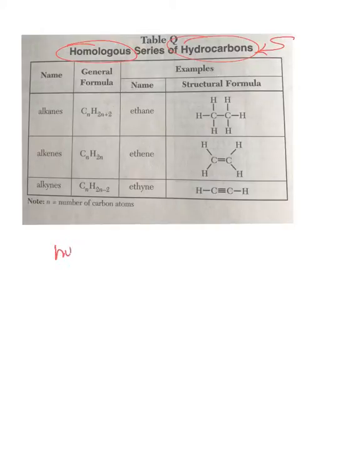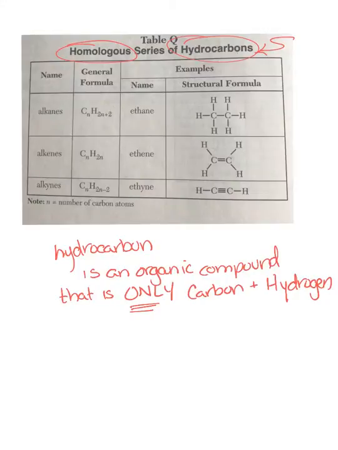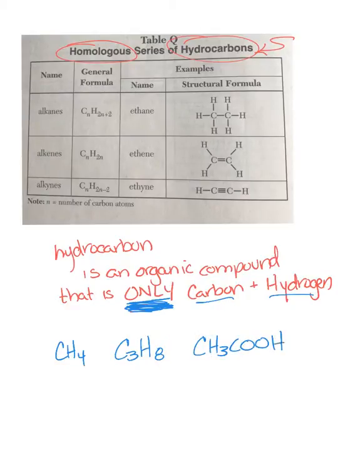Now, a hydrocarbon is an organic compound that is only, and I'm going to underline that 60,000 times, only carbon and hydrogen. So if I get something like this, CH4, that's a hydrocarbon, or C3H8, that's a hydrocarbon. CH3COOH has oxygens in it. That is not a hydrocarbon. So we are going to start with hydrocarbons first.